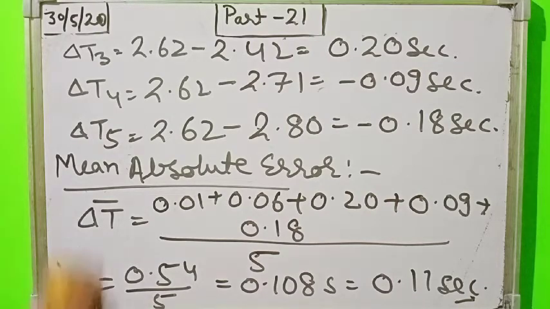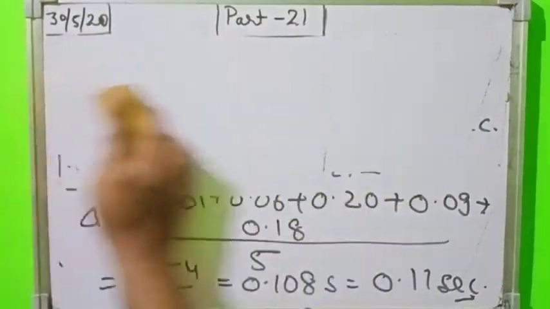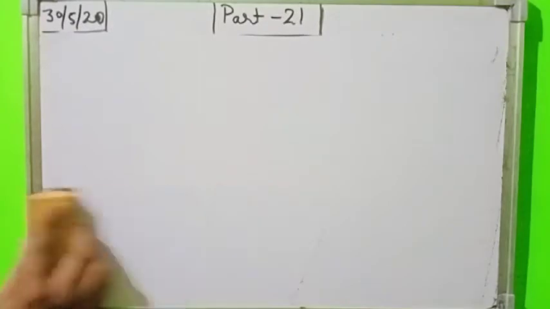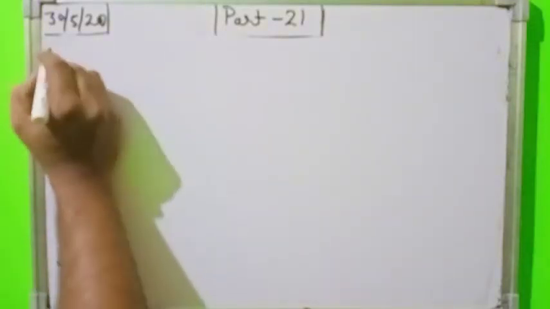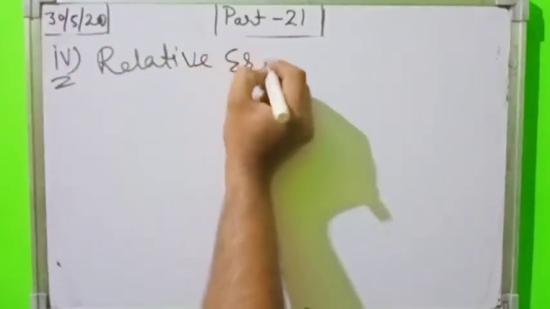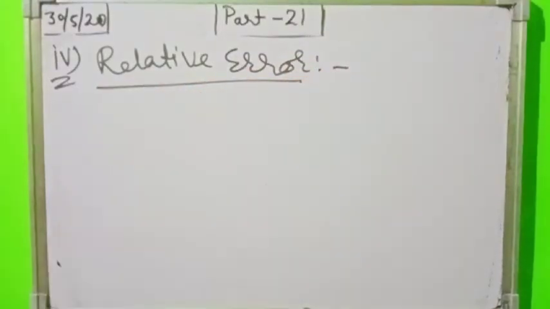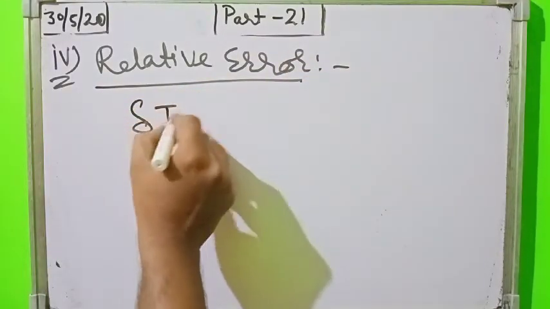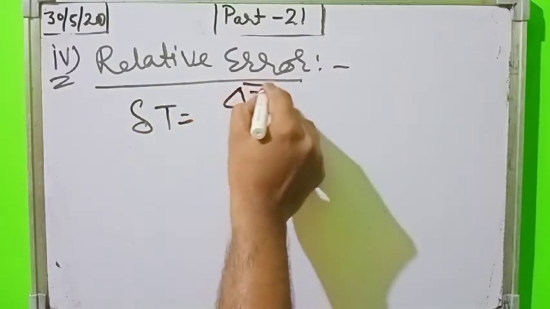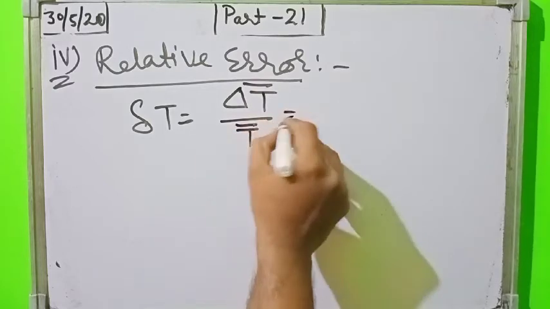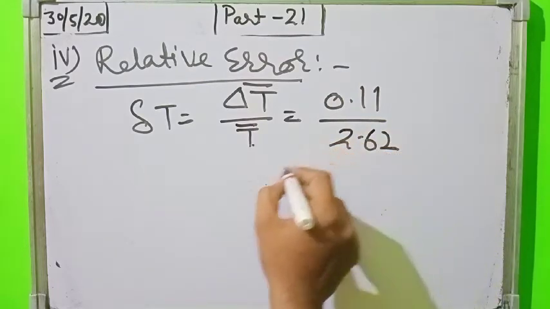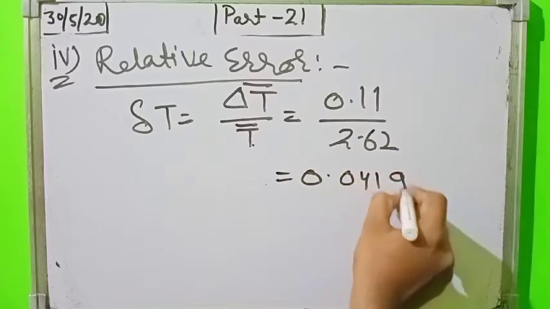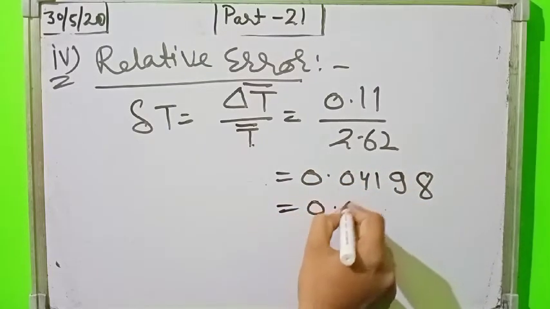Now the relative error. The relative error is delta t divided by t bar, which is del t bar upon t bar, that is 0.11 upon 2.62. This is equal to 0.04198, which is 0.04.